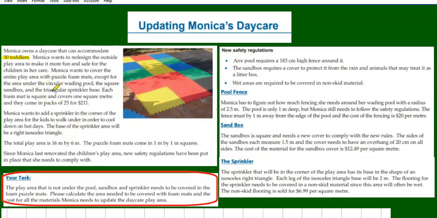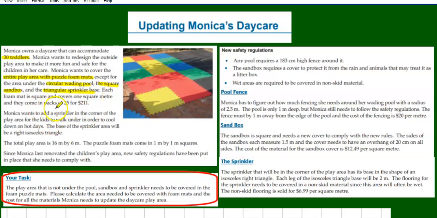Monica wants to redesign the outside play area to make it more fun and safe for the children. Okay, that's important, not that important in terms of the problem. Monica wants to cover the entire play area with foam mats, except for the circular wading pool. So we're not going to put mats over the pool, over the square sandbox, and triangular sprinkler. Okay, so we have a circle, a square, and a triangle.